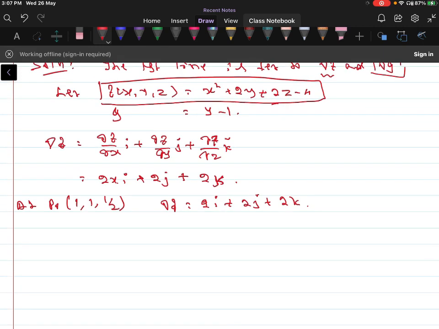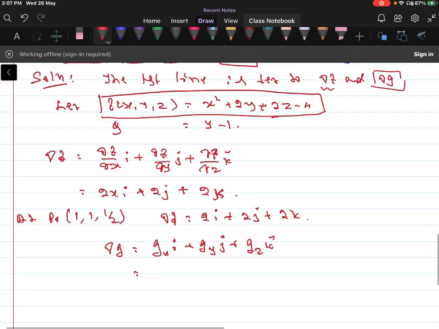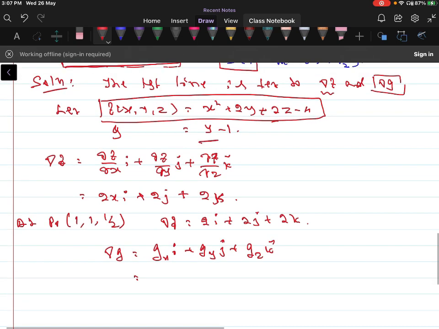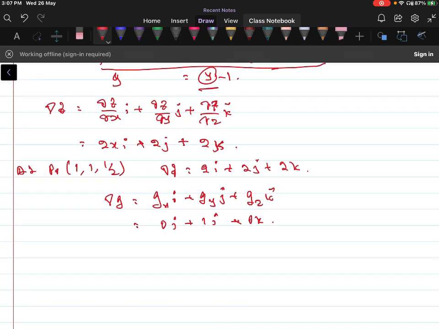So similarly, let us find out the gradient of g, where gradient of g is equal to gx into i cap plus gy into j cap plus gz into k cap. So differentiate g with respect to x. There is no x here, so gx will be 0, 0 i cap plus differentiate with respect to y, differentiation gives 1, plus 0 into k. There is no z term here, so it becomes 0. Therefore gradient of g is equal to 0 i plus 1 into j plus 0 into k.